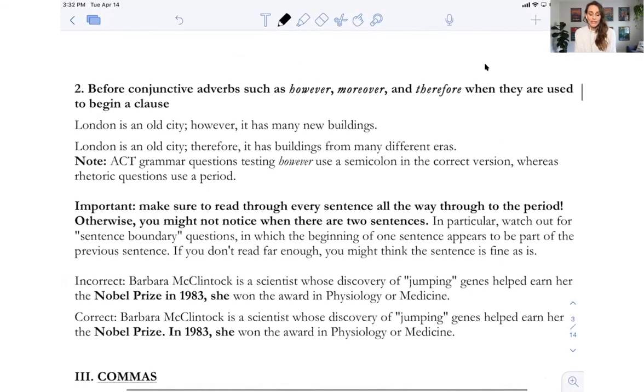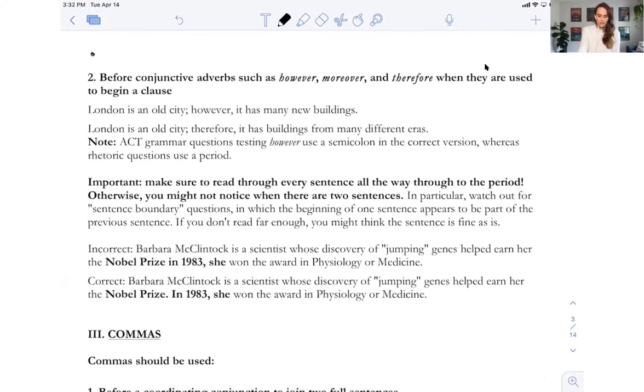We also really like semicolons. So remember here, we're dealing with semicolons before conjunctive adverbs. That is a mouthful. Think about it as semicolons before transitions. So if I have a word like consequently, however, moreover, although, despite, any kind of transition word, smack dab in the middle of a sentence, I'm probably going to need a semicolon right before it.